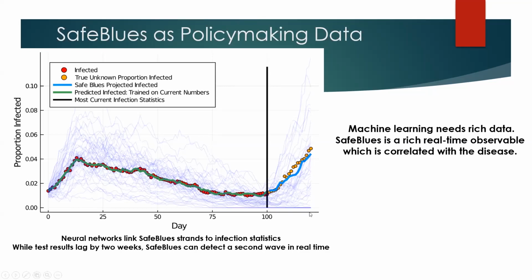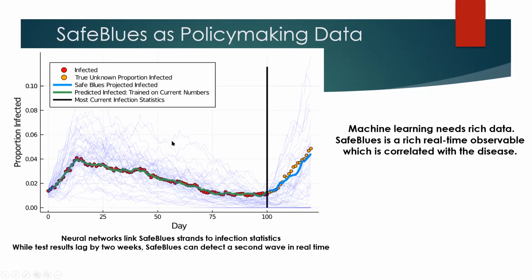And then when we're in the future, there's about a 2-week lag before you get actually good estimates for the number of infected persons. What you can do is look at the SafeBlues estimates in real time, and then we backtrack afterwards and ask, well, what did it end up actually being? What we see is that the SafeBlues that's trained to understand how these different strands are working is able to predict in real time what the infected statistics will be when they finally update. And the reason for this is that it's capturing all the information it needs, because SafeBlues is well correlated with how the disease spreads.